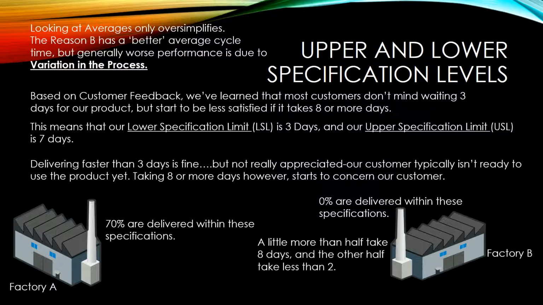So looking at the averages really oversimplified things. Management came to the conclusion that Factory B was the place to emulate, just because they had a lower average cycle time. But the fact is their performance is worse, and this confusion is really the result of variation in the process.